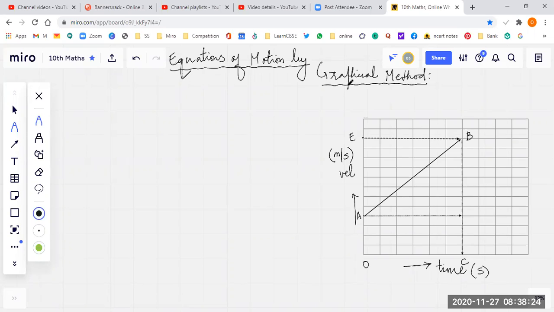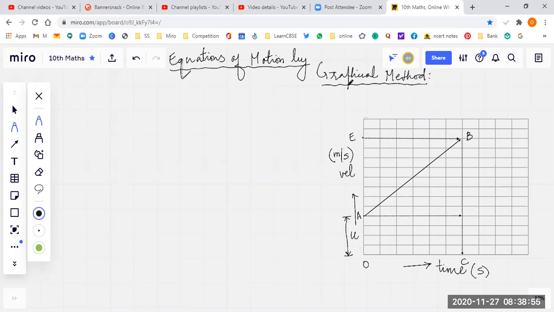There's a body which has not started from O, rather it has started from A. What does that mean, students? Can anyone tell what is the initial velocity of the body? Initial velocity is not equal to zero. Initial velocity is rather OA. Let's say OA is equal to U, some initial velocity U meter per second.